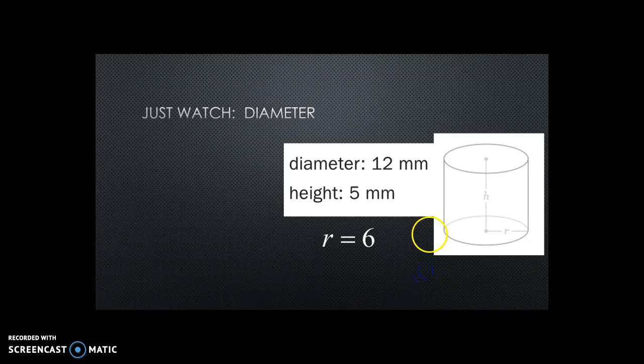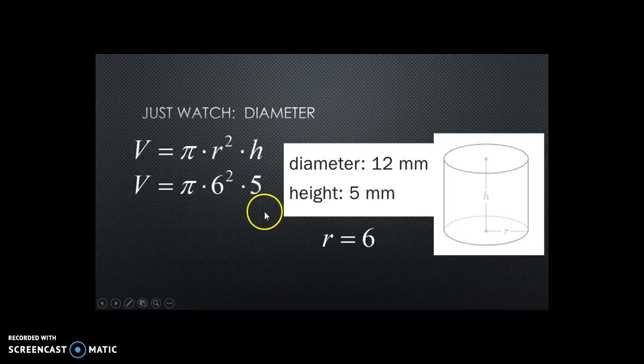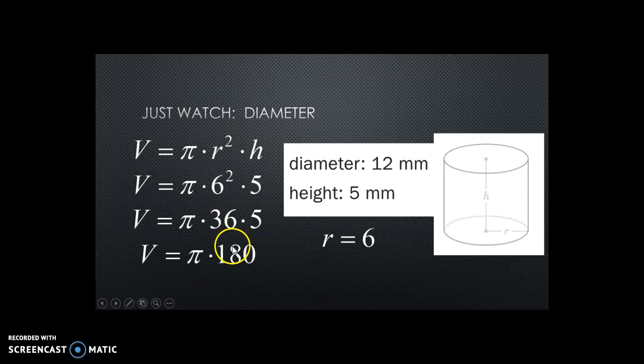All right, so I think I got that fixed. So again, radius is 6. We plug these numbers in. That last problem had a 9. I didn't change it, and then I just finished it with a 9, so that was no good. 36 times 5 is 180.